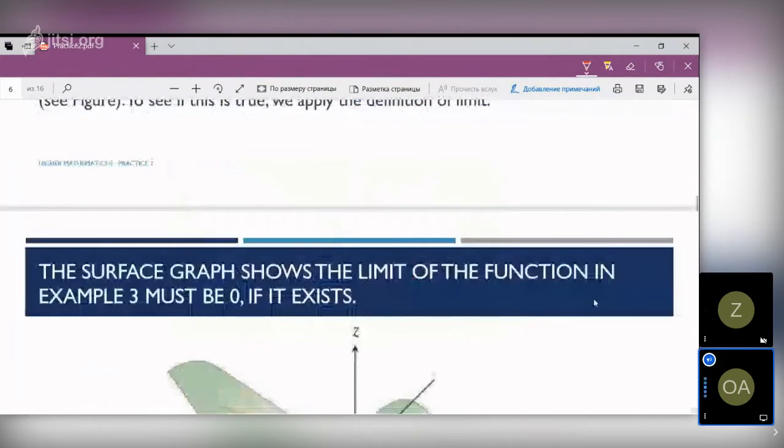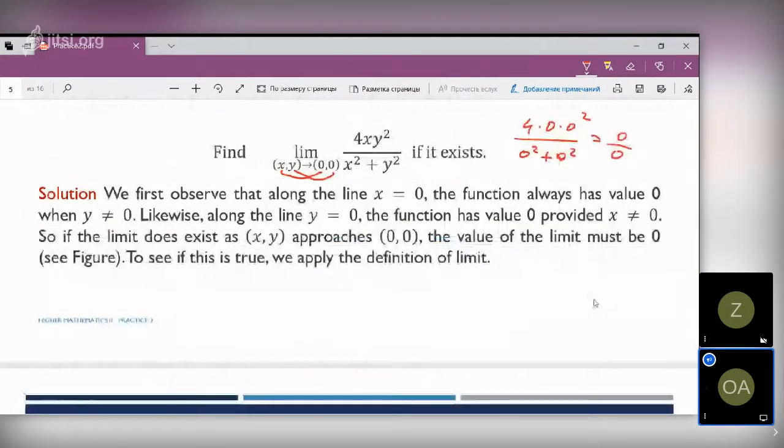Here it says about that one. So if the limit does exist as x, y approach 0 and 0, the value of the limit must be 0.